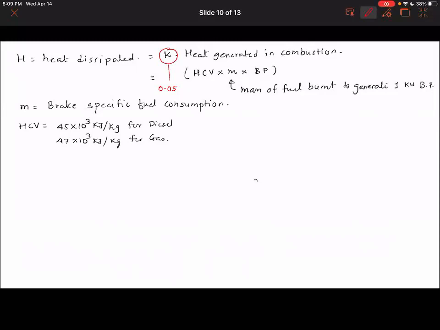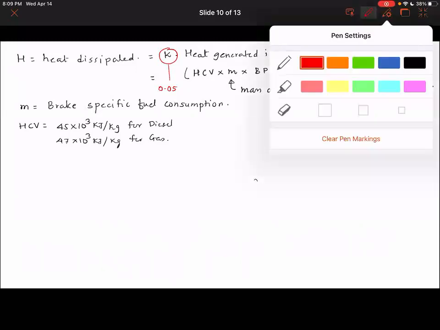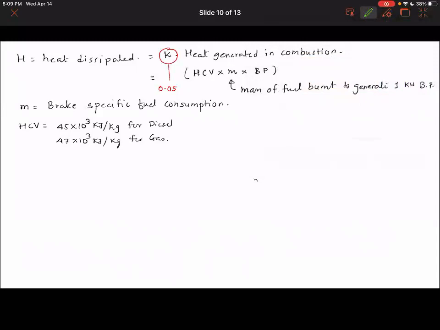The next component is the piston ring. So the next component is the design of the piston ring.